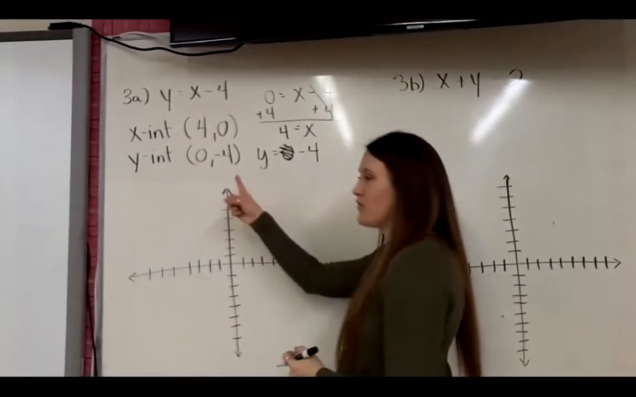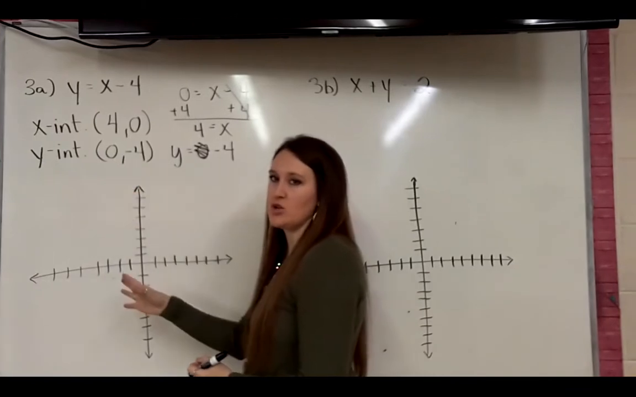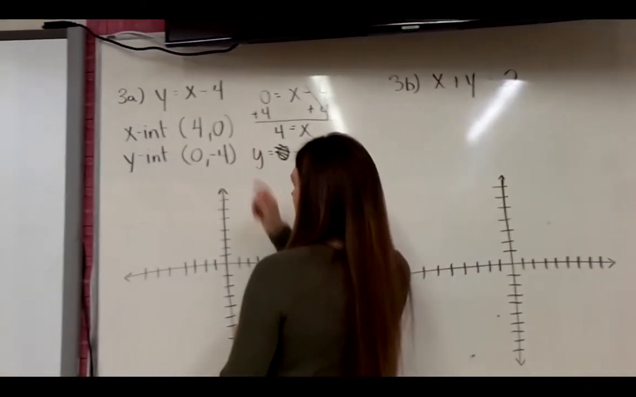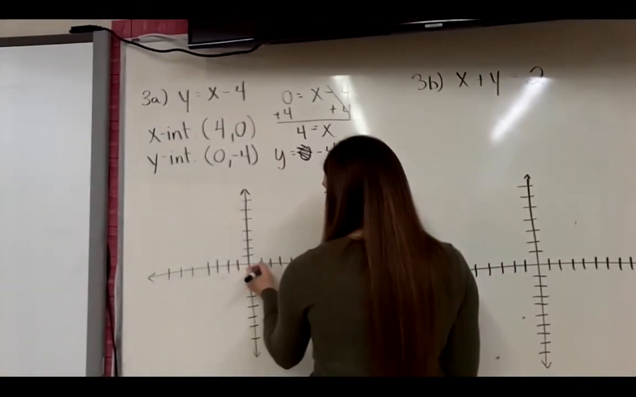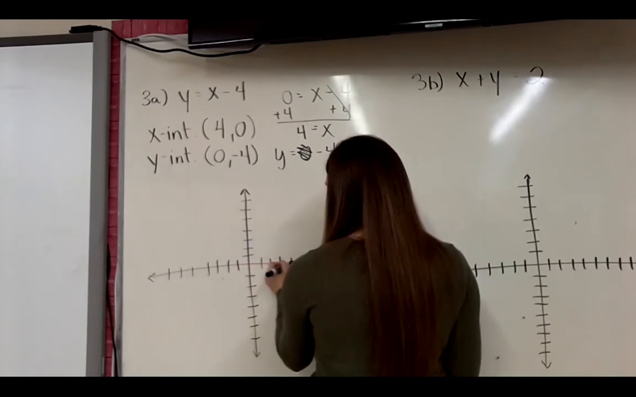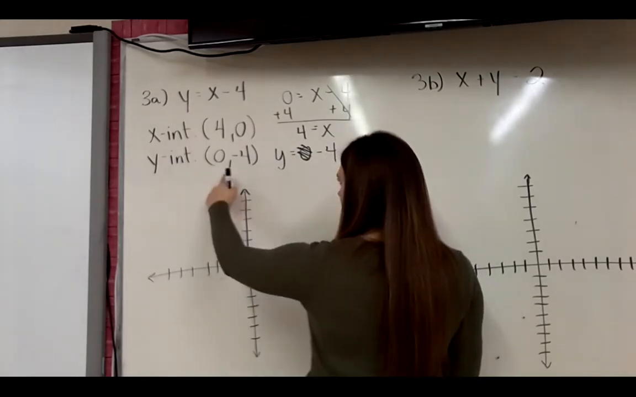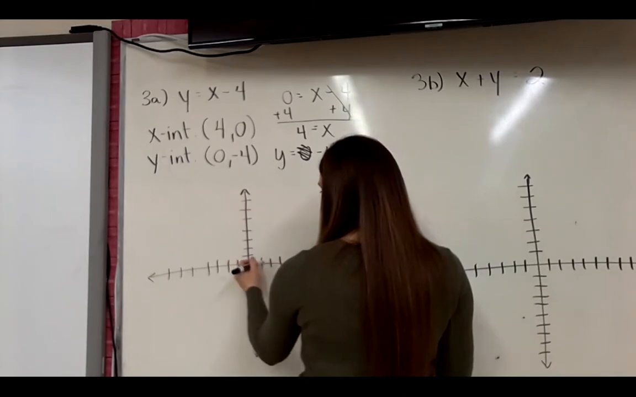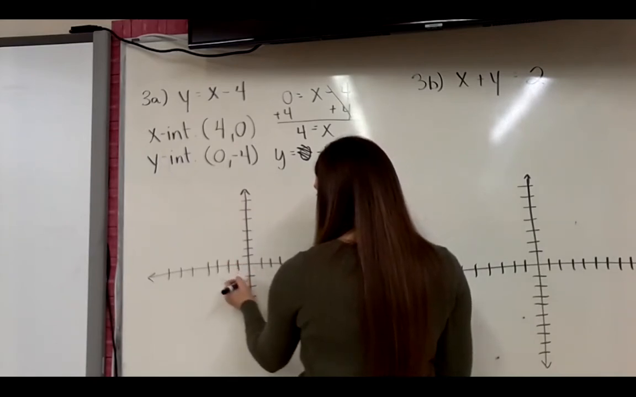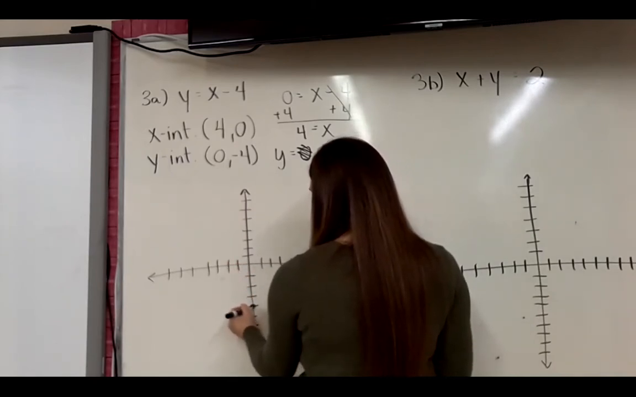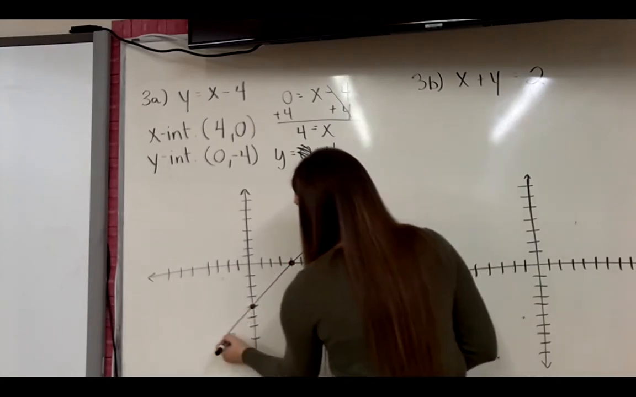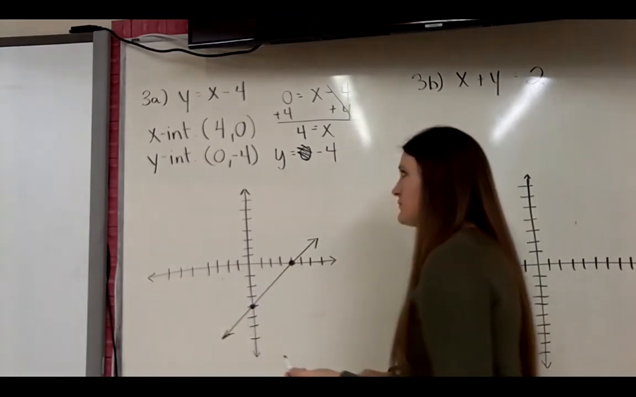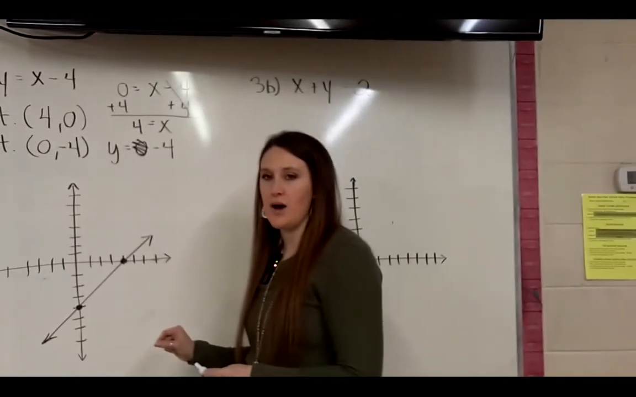So now we graph those 2 points. Draw just a little graph. The x-intercept is the point 4, 0. So I go over to 4 on the x-axis and put a point. My other one, my y-intercept, is 0, negative 4. So I don't go either way, and then I just go straight down 4. Then you draw your line through it. We've graphed that one using our x and y intercepts.